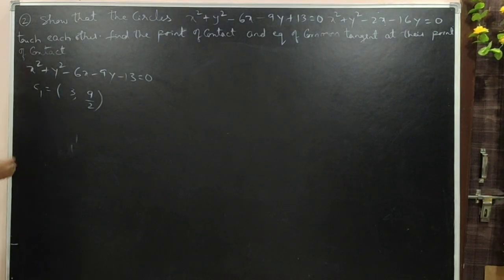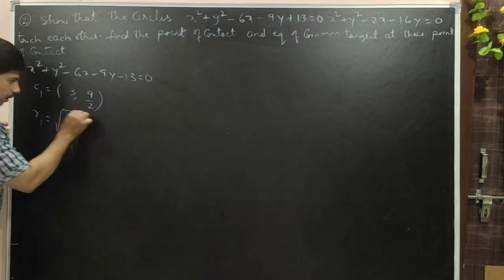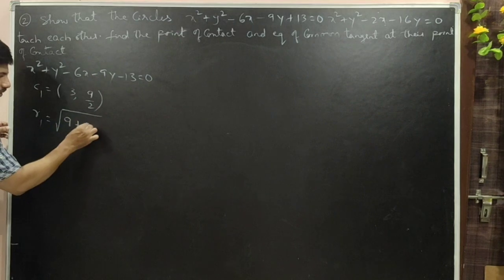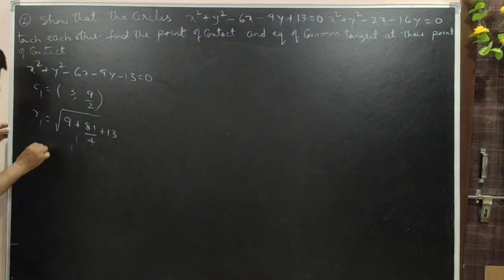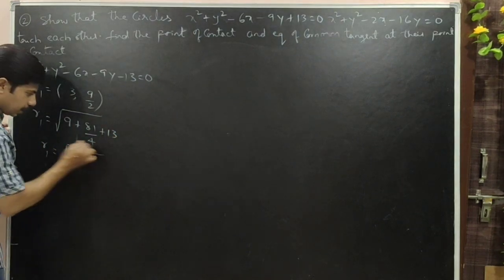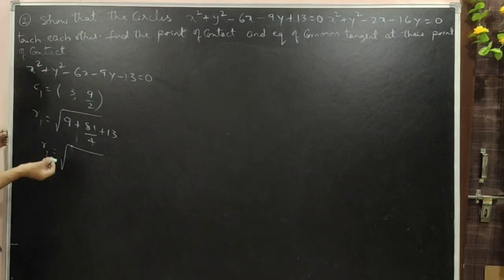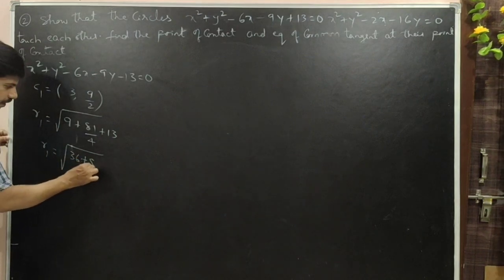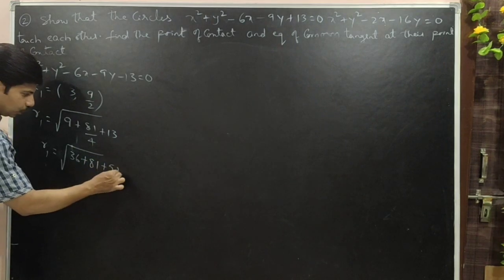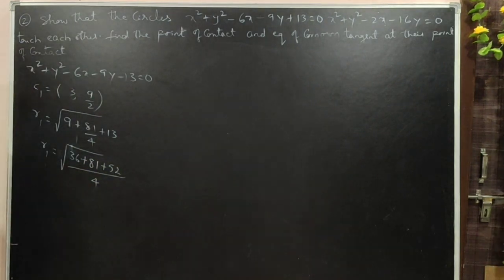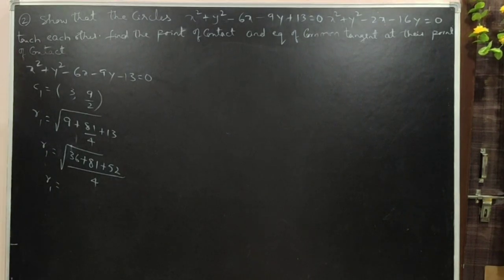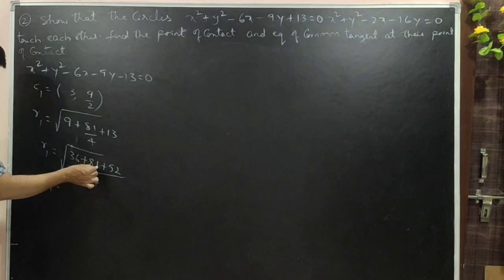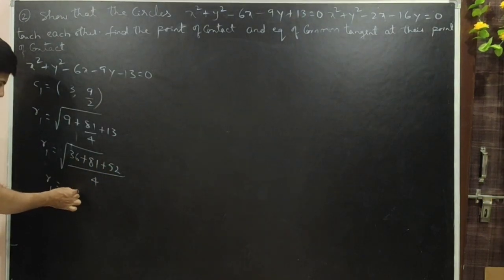Now I'll find out R1. R1 is nothing but under root of G square plus F square minus C, that is 9 plus 81 by 4 plus 13. So R1 is equal to under root of, we'll take the LCM for this, so it is (36 plus 81 plus 52) by 4. Okay, so now we'll simplify this. So R1 is equal to 36 plus 81 plus 52... 3 plus 6 is 9.